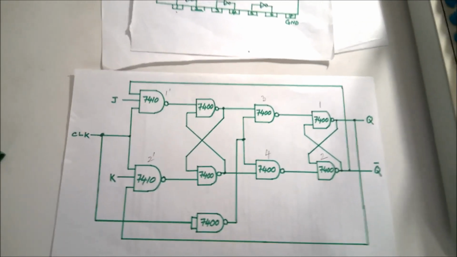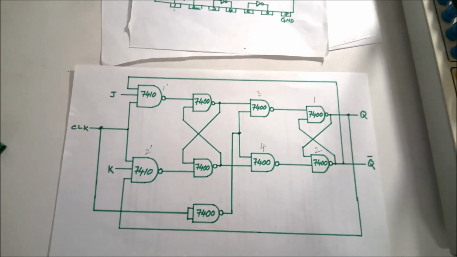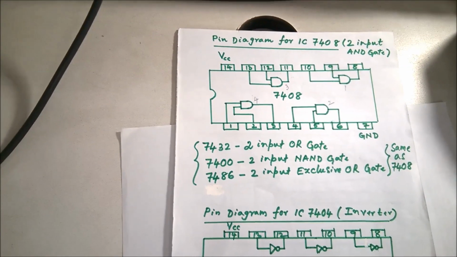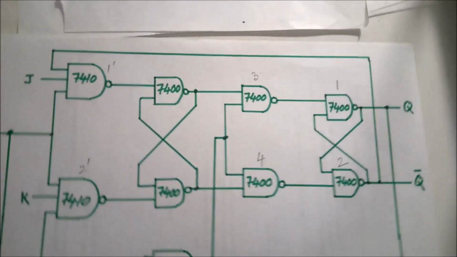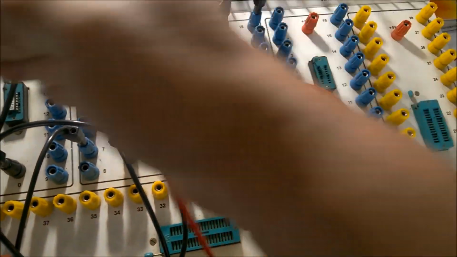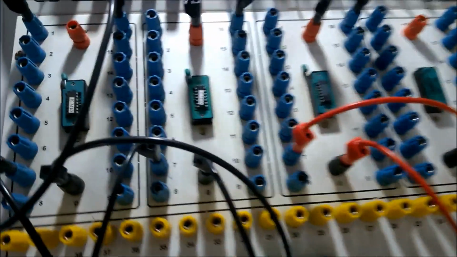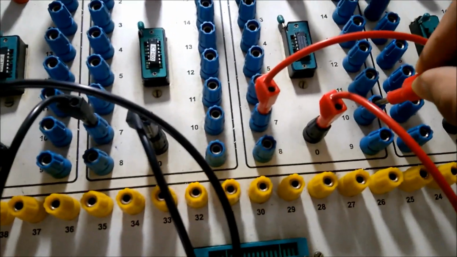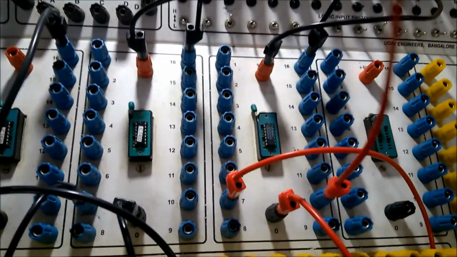Now we'll start with gate number 1. In gate number 1, the inputs are 9 and 10. Output is 8, and the output of gate number 1 is Q. Therefore I am starting from the end, and then we'll go to the beginning. Here is the 8, and that will be the Q.